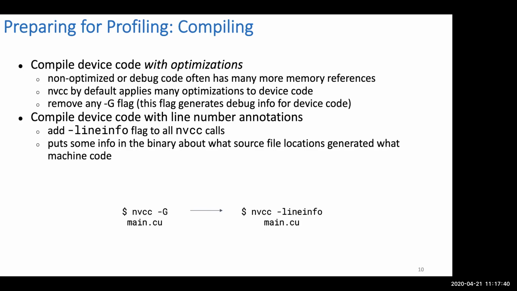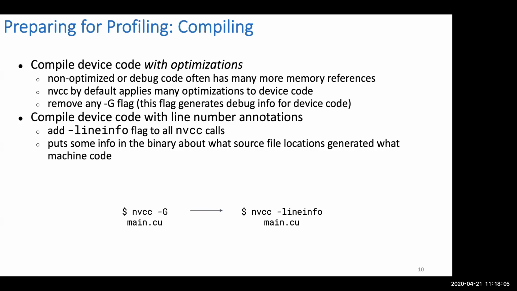So by default, NVCC will apply many of these optimizations to your code. However, depending on your compilation setup and what you've been doing, you just want to make sure that you're not accidentally generating device code, or your build system isn't accidentally generating debug code in your device code. And that's the -G flag in NVCC.